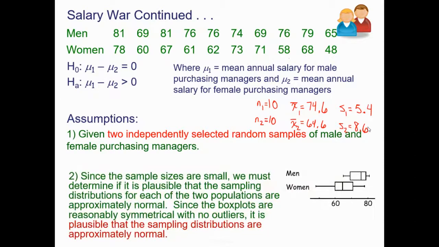Okay, second assumption. Since the sample sizes are small, we have to determine if it's plausible that the sampling distributions are approximately normal. From the box plots, we can tell that they are. Try to sketch the box plots. Box plots are approximately symmetric, so we can assume normality.